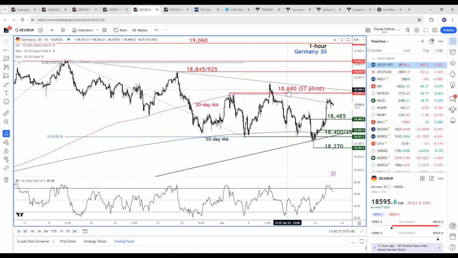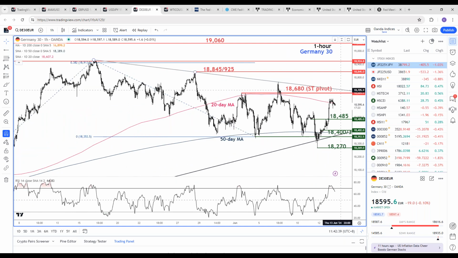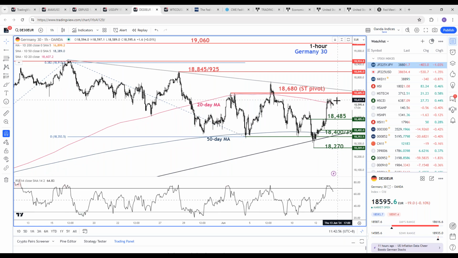So what is the 18,680 level? If you draw a descending trend line, it is in fact the descending trend line that has been capping the previous rally since 28th of May. Okay, so this is the all-time high. So price action is now coming close to this descending trend line again, acting as a resistance at around 18,680. So with that, there could potentially be another round of bearish mean reversion, an intraday decline, on the German 30.